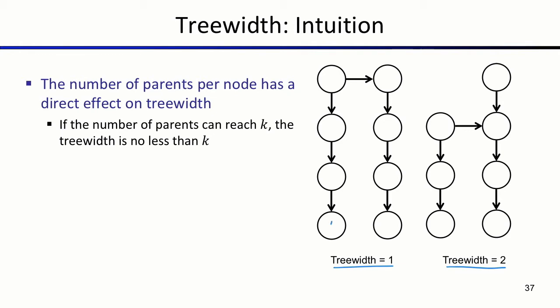So if you look here, this guy has one parent, and one parent, one parent and one parent, one parent and one parent. This guy has one parent and this guy has 0 parents. But here, these have 1, 1, 1. This one has 0, but this guy has 2 parents and this one has 0 parents. So one interesting observation is that if the number of parents can reach k, a number k, then the tree width is no less than k.